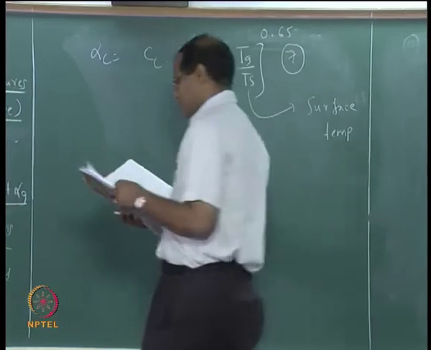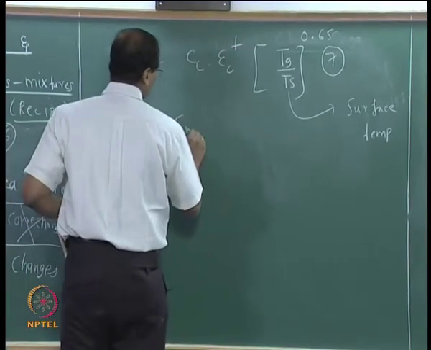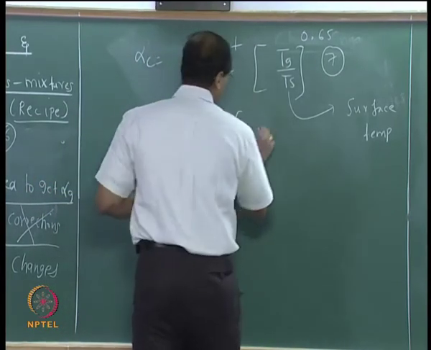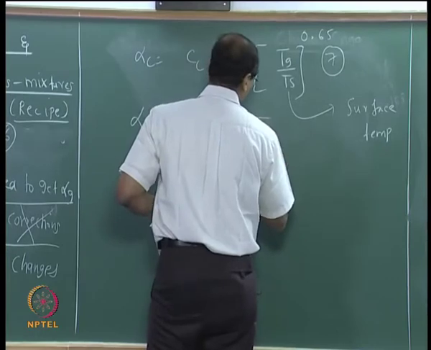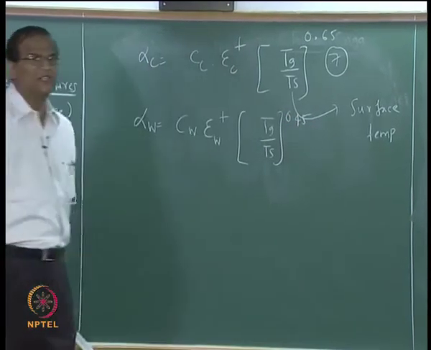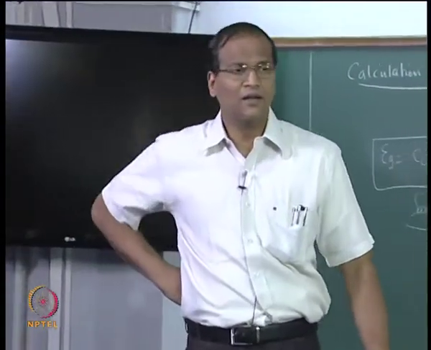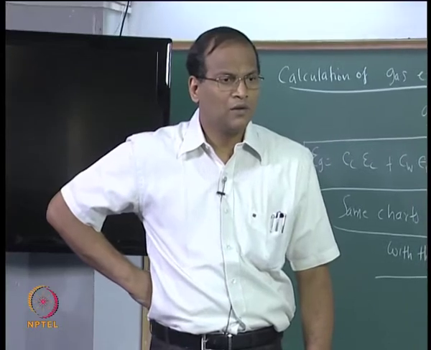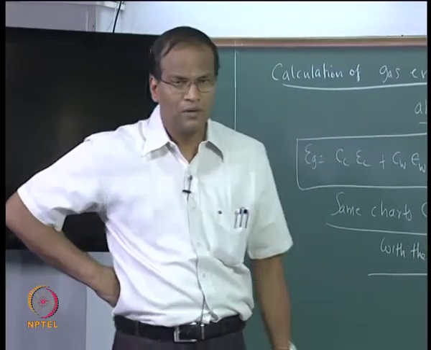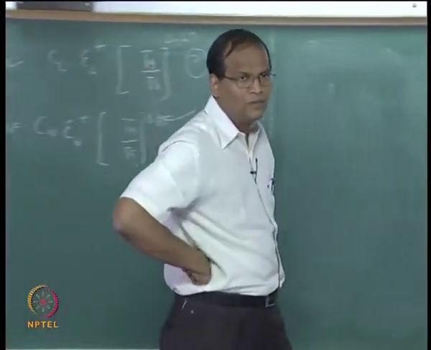Okay. Now alpha W. Do not ask me why this 0.65, 0.5 everything has come; these are all brute force fits. Which surface? Multiple surfaces are radiating. Which surface?